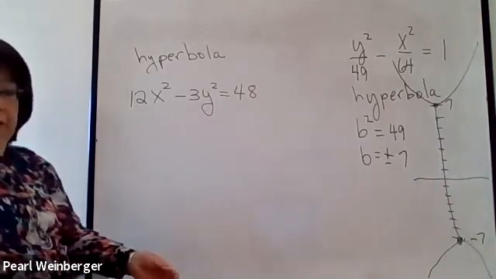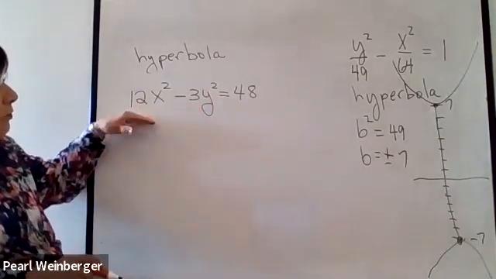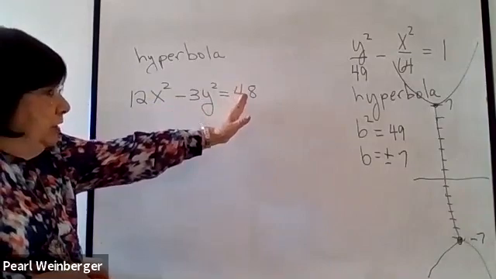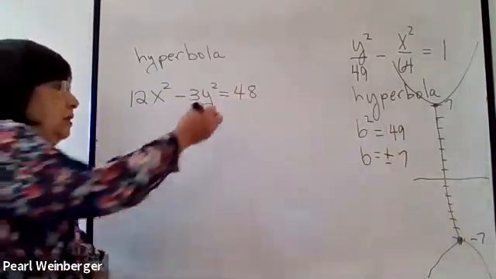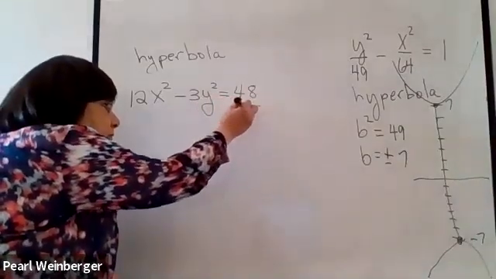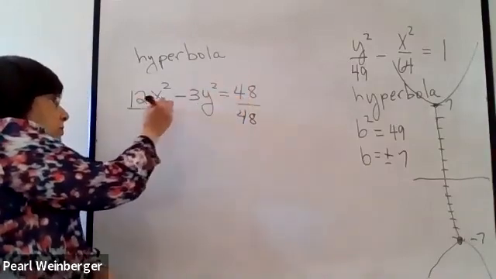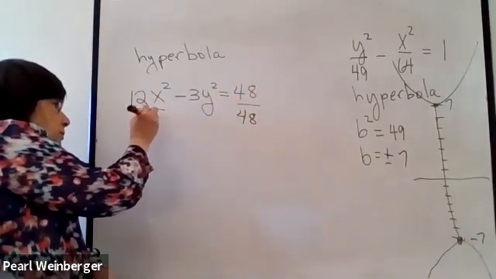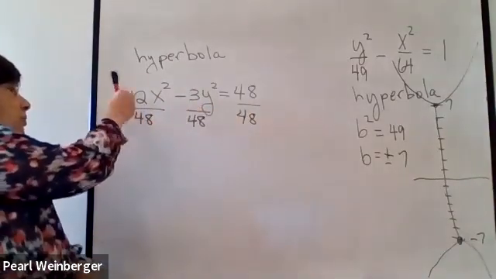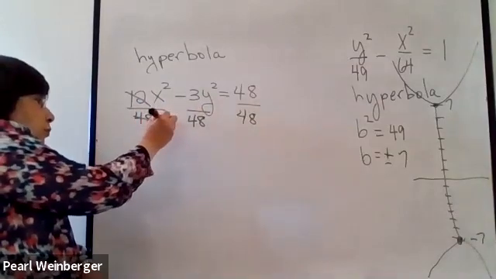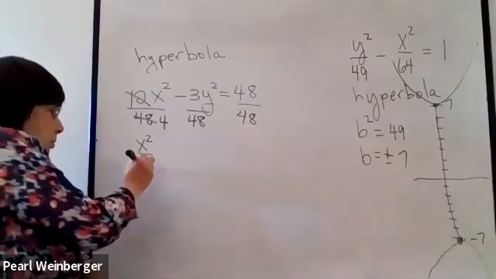All right, I think we have enough time. I think you can realize that putting this in standard form means, just like with the ellipse, you have to get a 1 on this side. So I'm going to have to divide everything by 48, because I want to get 1 over here. I'm going to divide this by 48, and I'm going to divide this by 48. And 12 into 48 gives me 4. So this becomes x squared over 4.